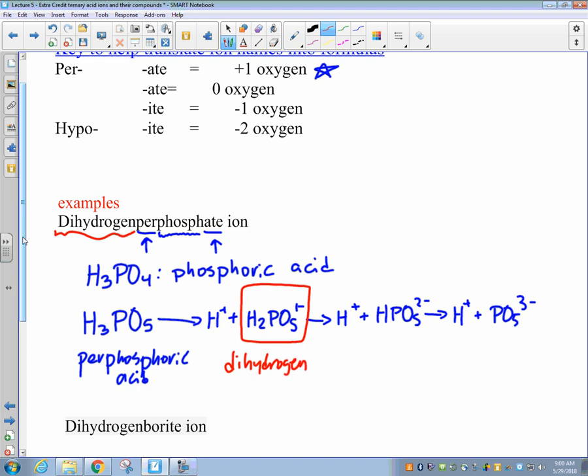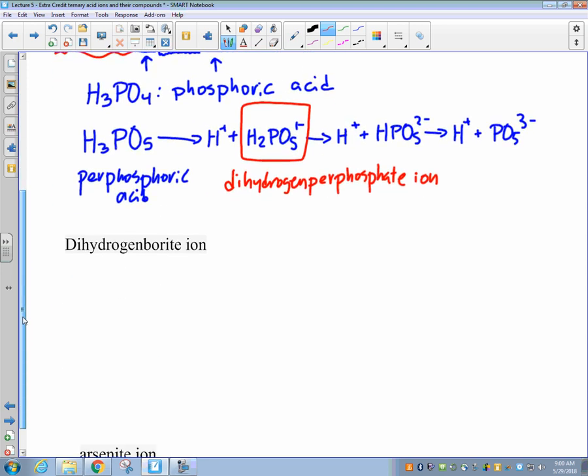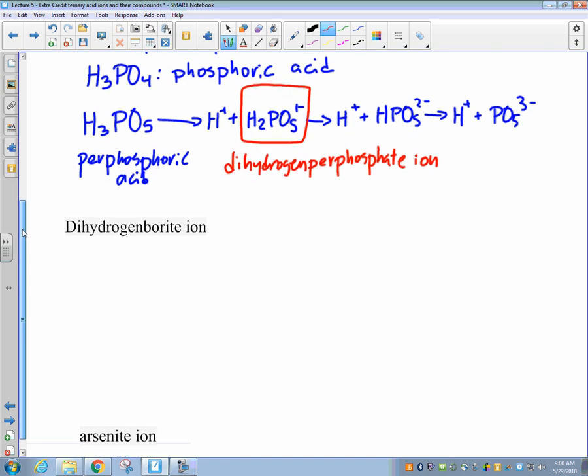And then the acid that we used to make this ion was perphosphoric acid. Ic acids yield ate ions, meaning this therefore is the perphosphate ion. Ic acids make ate ions. All right, so a little bit of a mouthful there. Let's do one more quick example. I guess two more quick examples.